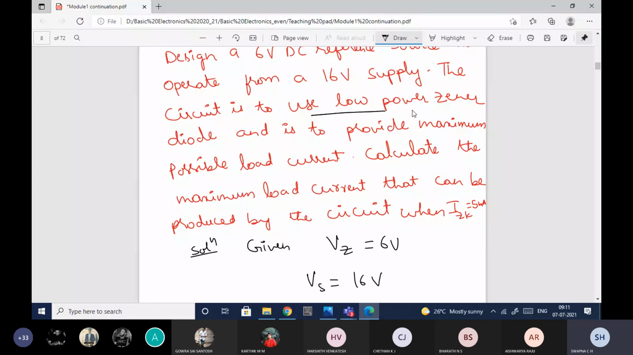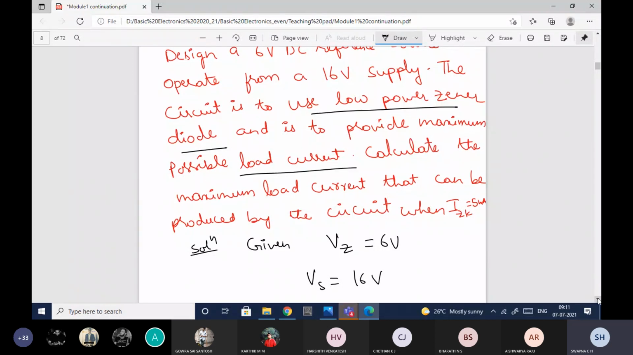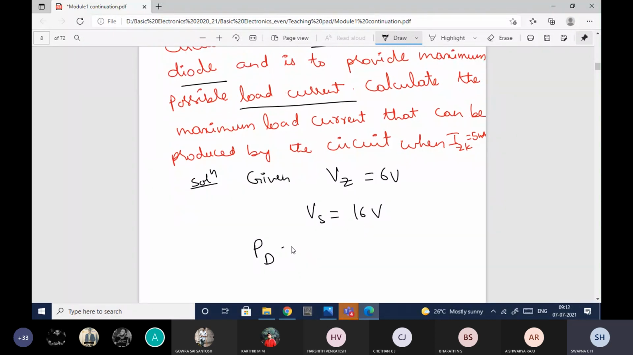The circuit is to use a low power Zener diode. It means that it should consume very less power. And it is to provide maximum possible load current. He is saying that the power dissipation PD of the Zener diode should be very less, and the load current IL should be maximum. Calculate the maximum load current IL that can be produced by the circuit when IZK is equal to 5 milliamperes.